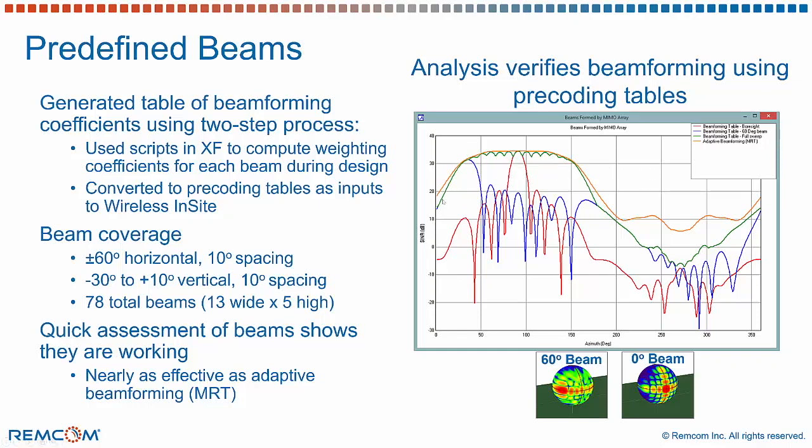And when we compare that with maximum ratio transmission, which is shown in orange, this is somewhat of an optimum beamforming technique. We can see that the beams that we formed and the maximum ratio transmission are very close. And this demonstrates that the pre-coding tables should give us a very good set of beams that we can use in our simulations and perhaps in the design itself.